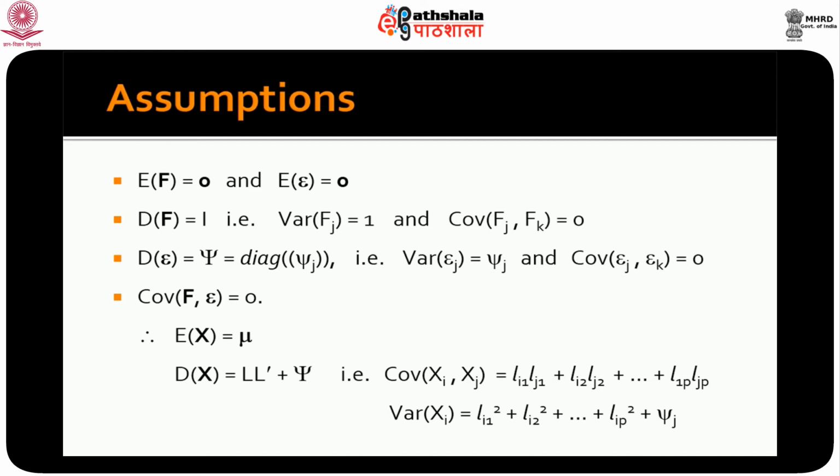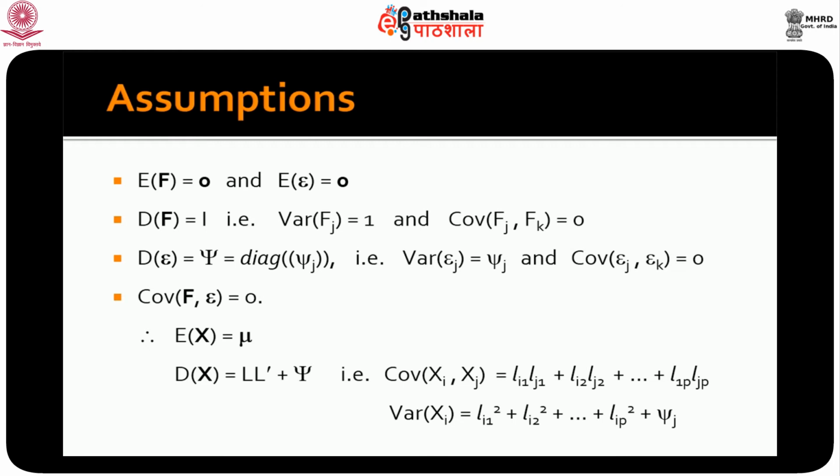Since the whole of the right hand side is unknown, we can make the assumption that expectation of f is 0, expectation of epsilon is 0, so that the expectation of x can be taken to be mu, so that we can always correct the observations by taking deviations from the mean. So, if you take x minus mu, that would be equal to LF plus epsilon.